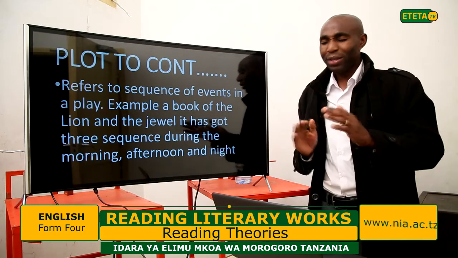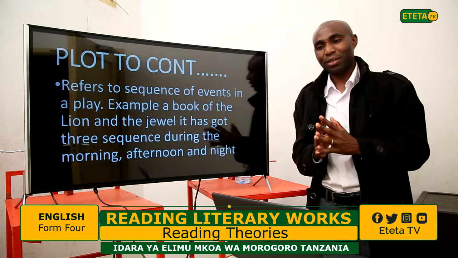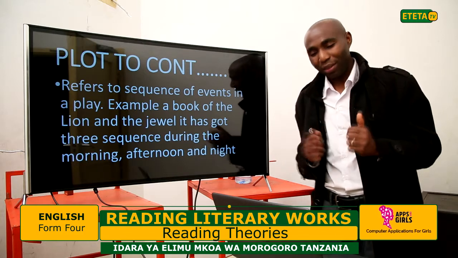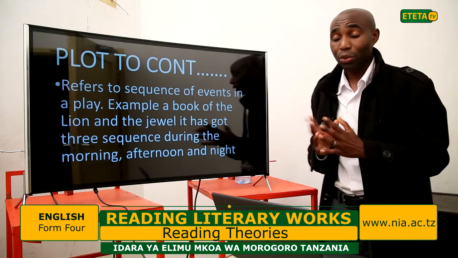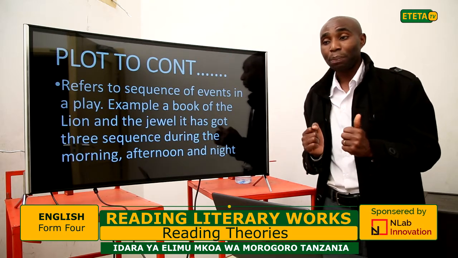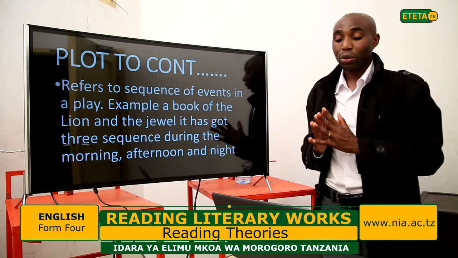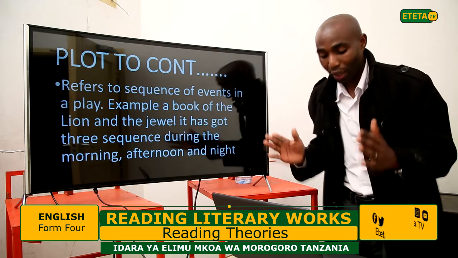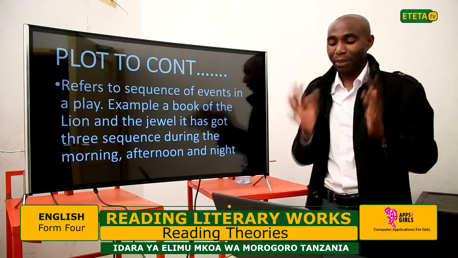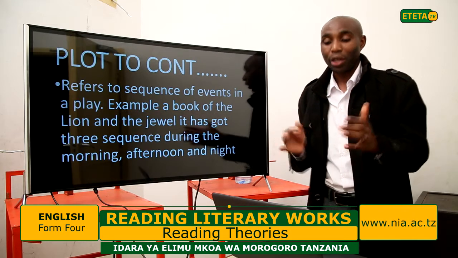In another way, plot refers to the sequence of events in a play: the sequence, or arrangement of events, or a list of events found within a book. Maybe, my dear brothers and sisters, once you study the book The Black Hermit, which was written by Ngugi wa Thiong'o in Kenya, those chapters arranged within the book, we call it a plot. Or once you study a book about the lion and the giraffe, it has three sequels: morning, afternoon, and night. So it means events are arranged within a book.